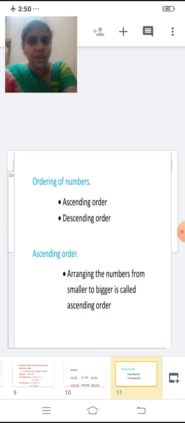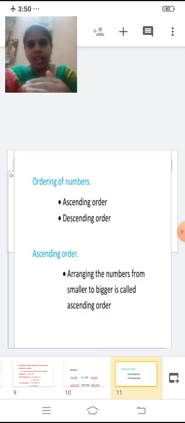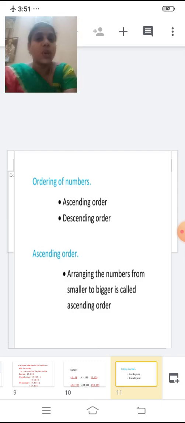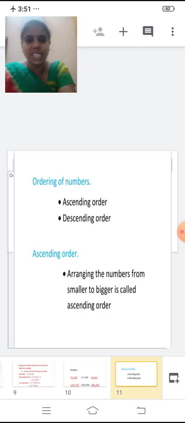What do you mean by ascending order? Arranging the numbers from smaller to bigger is called ascending order. We'll see some examples of ascending order now.